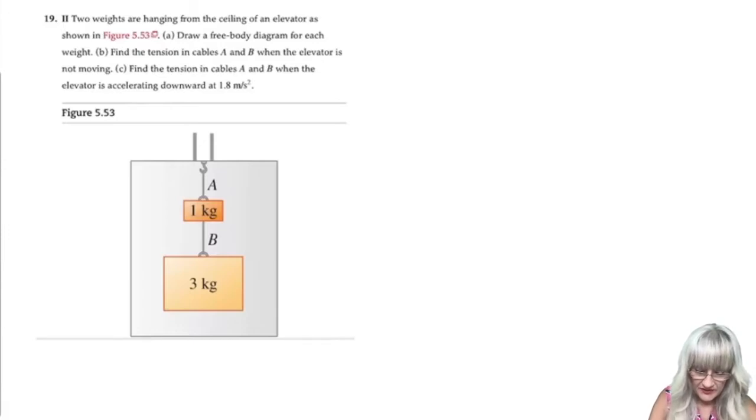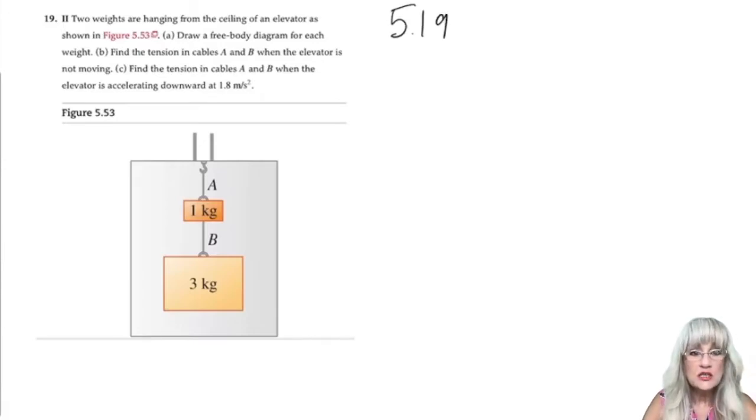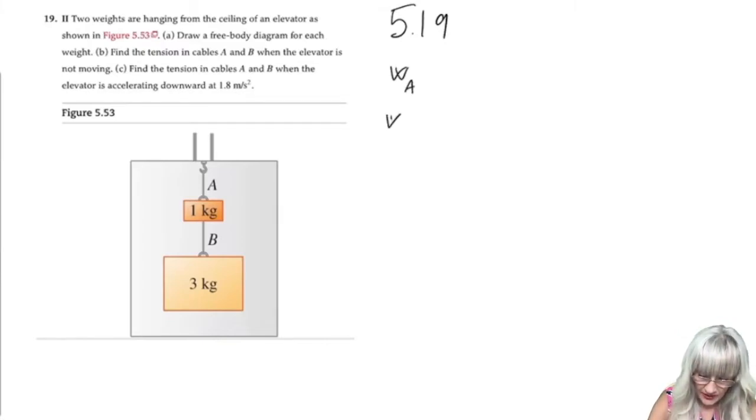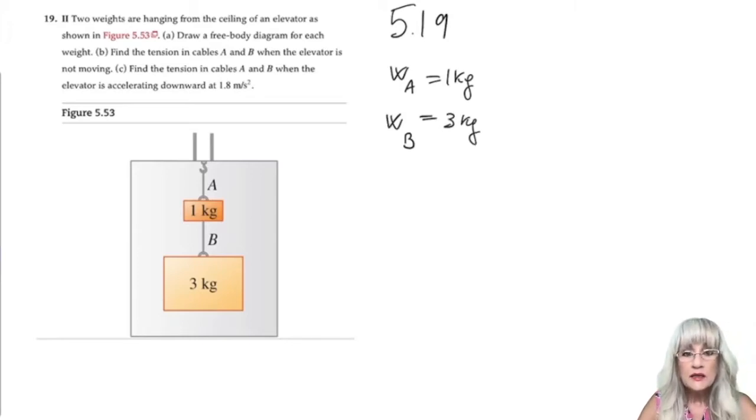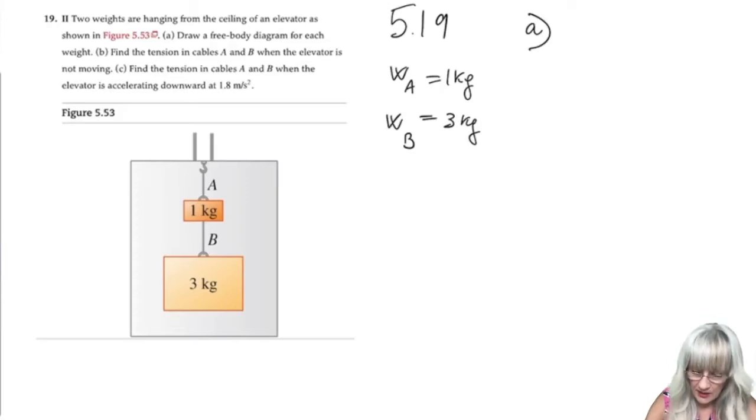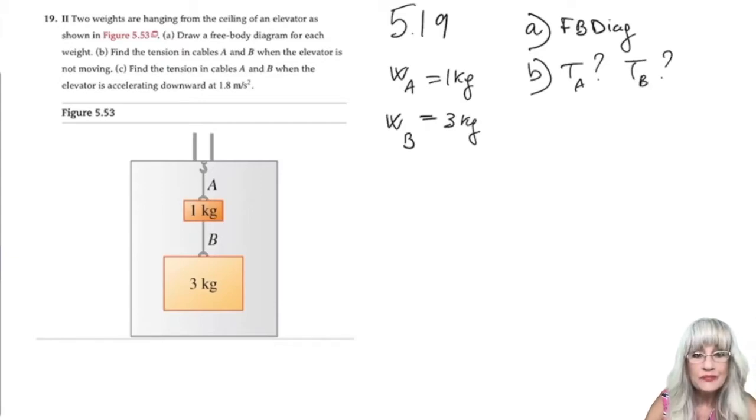In problem 519, as you can see, you have 2 weights, the weight A and the weight B, where weight A is 1 kilo and weight B is 3 kilo. They are attached to the ceiling with a hook of the elevator. We want to find in part A a free body diagram. In B, we are going to find the tension in cable A, tension in cable B, when the elevator is not moving.